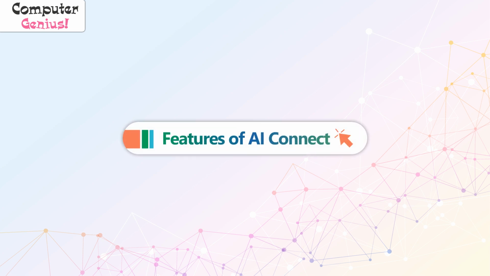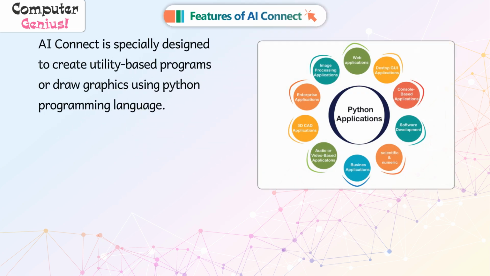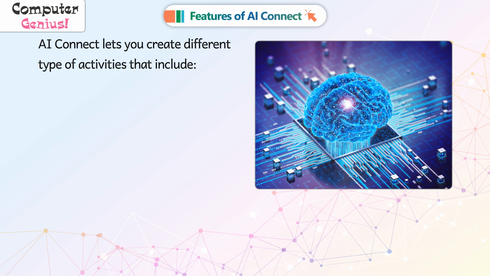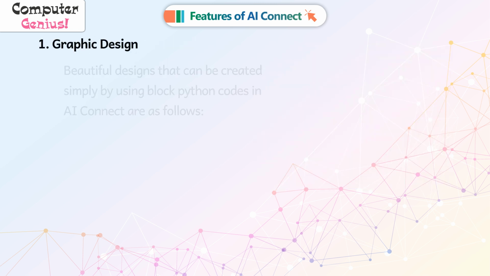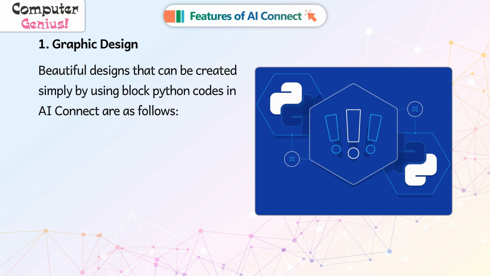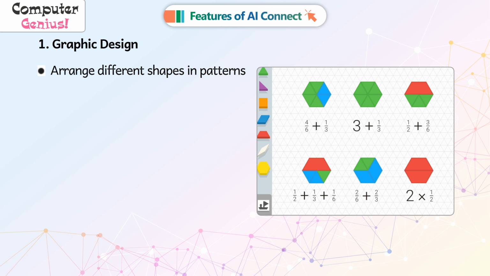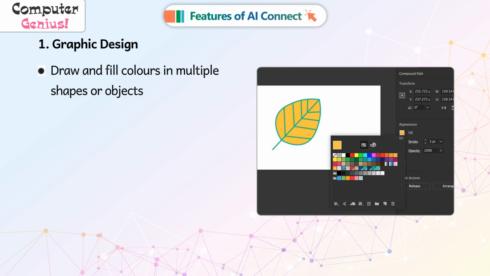Features of AI Connect. AI Connect is specially designed to create utility-based programs or draw graphics using Python programming language. AI Connect lets you create different types of activities that include graphic design. Beautiful designs that can be created simply by using block Python codes in AI Connect are as follows. Create various characters. Arrange different shapes and patterns. Draw and fill colors in multiple shapes or objects.